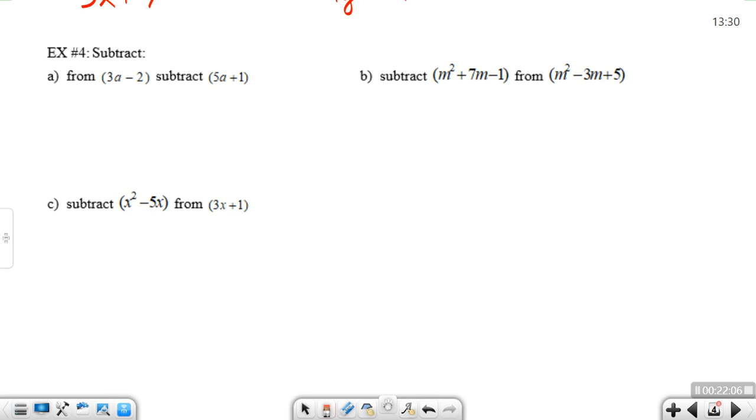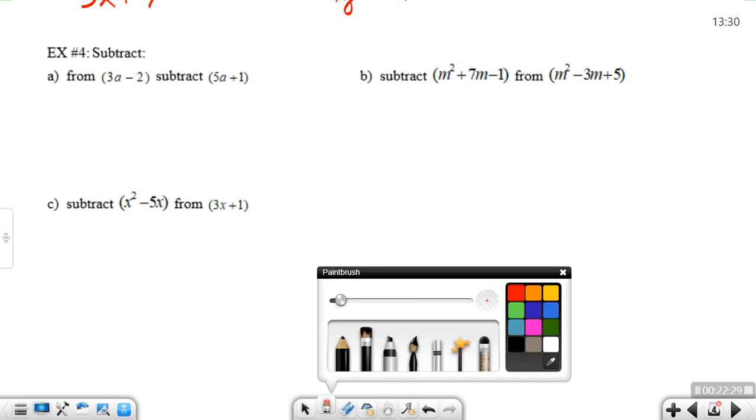So if we look at example 4, it says subtract. So if we look at A, it says from 3a minus 2, subtract 5a plus 1. Now, what I really suggest, guys, is if you're not really sure how to set these up, instead of the binomials or the polynomials there, picture numbers instead.